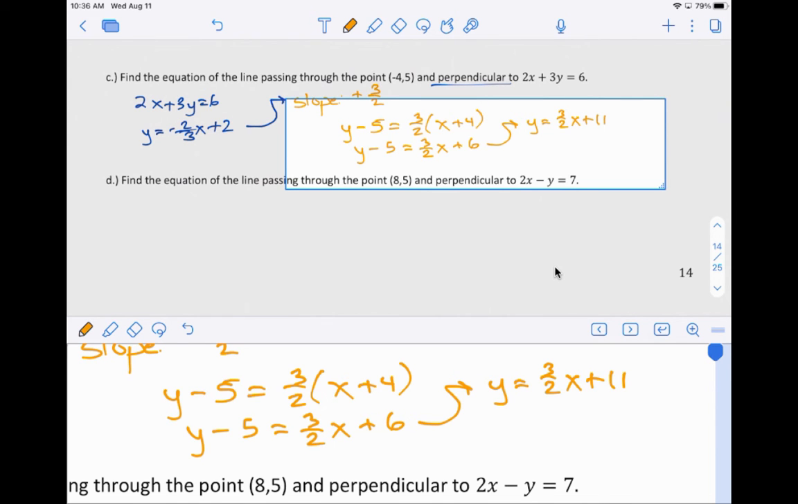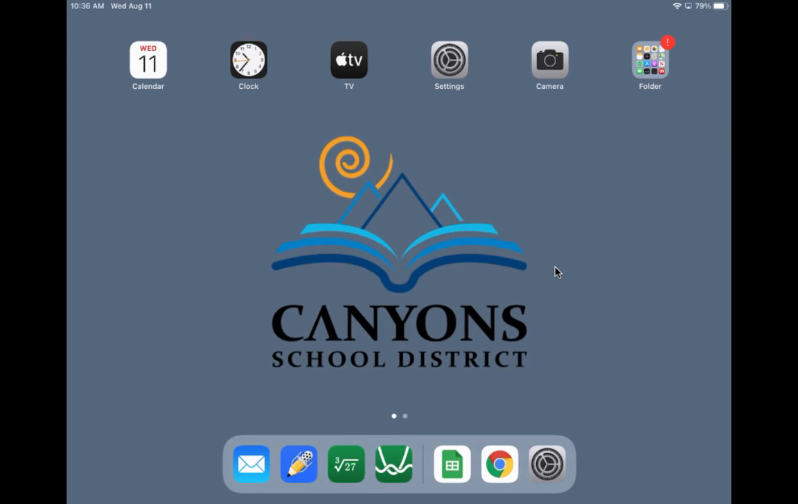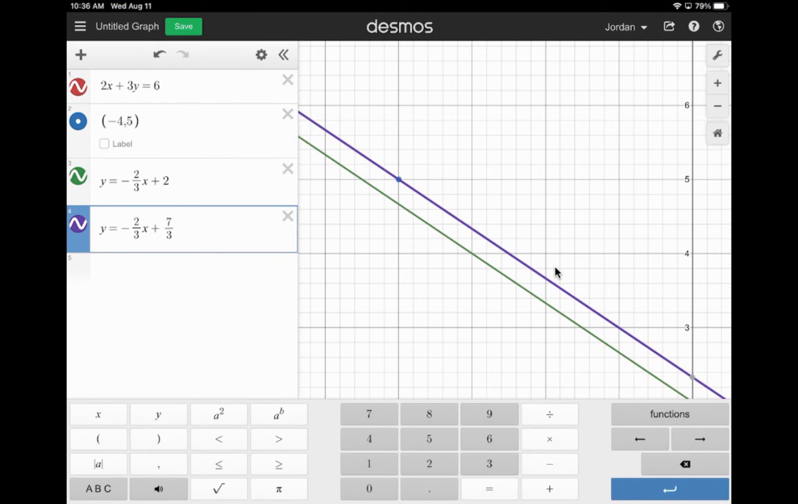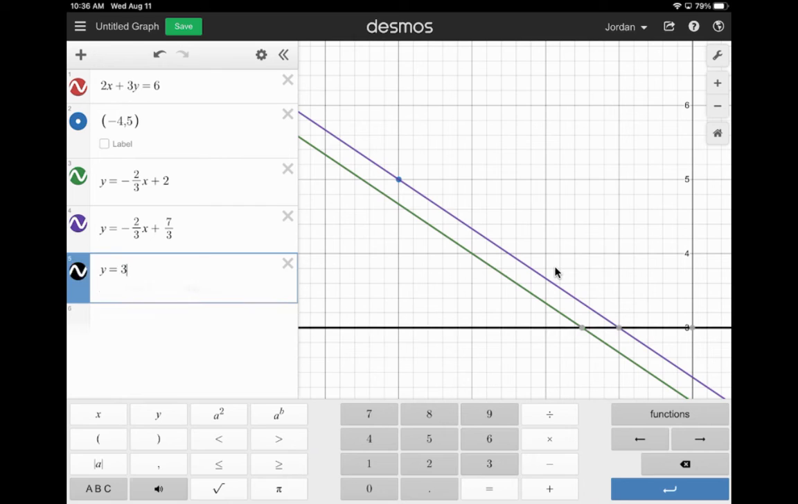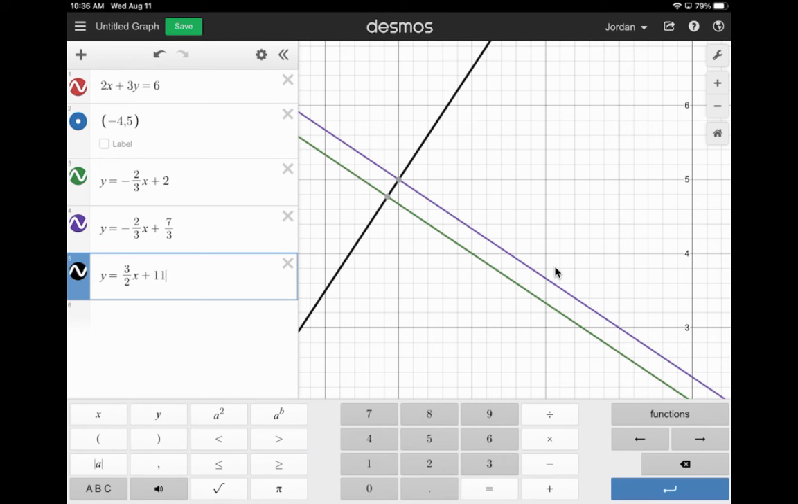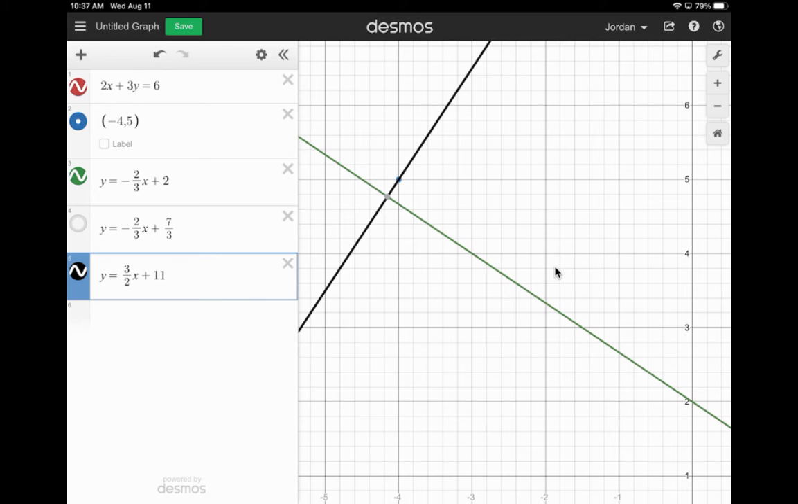So now if we go back to Desmos, we can see y equals 3/2 x plus 11, not subscript 11, plus 11. Compared to the green line, remember the green line is our original line. This is not a parallel line to the green, but a perpendicular line to the green running through that same point (-4, 5), okay? And so we get an almost entirely different picture. Cool.